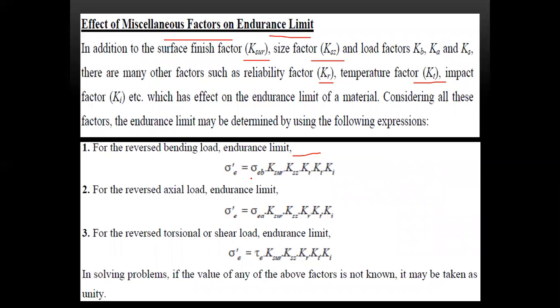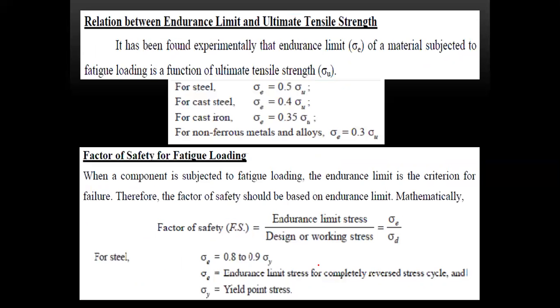sigma E is equal to this one. For reversed axial load, the endurance limit is equal to this one. For reversed torsional or shear load, sigma E dash is equal to this one, right? So in solving the problems, if the value of any of the above factors is not known, it may be taken as 1. So whenever you are doing the endurance limit problems, if the value is not known, we can take the value as 1, right?